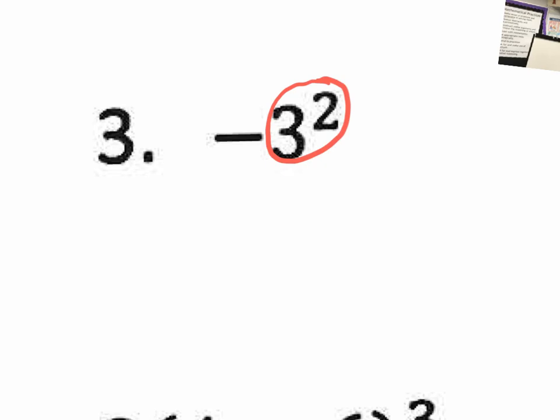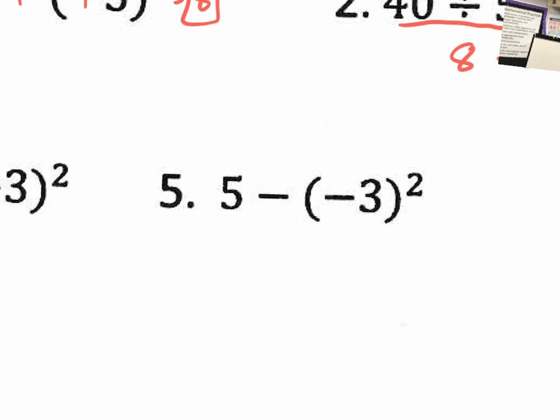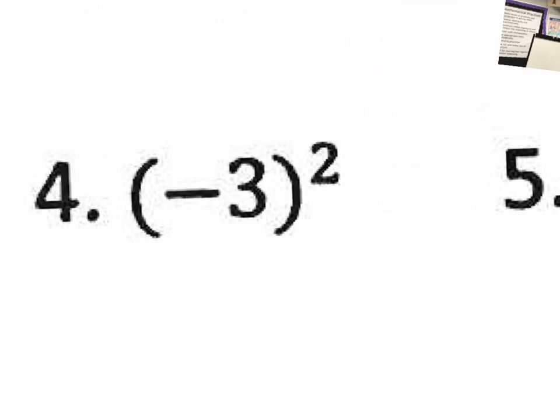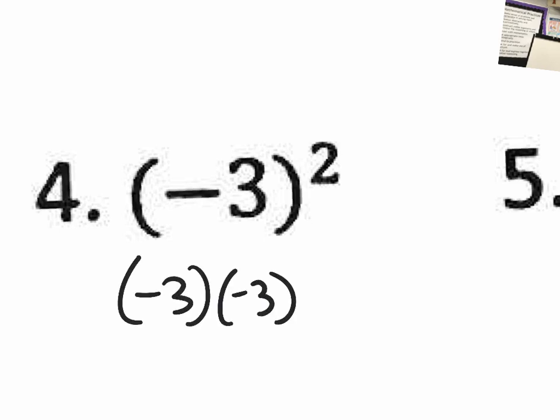We don't have negative 3 squared, we have 3 squared with a negative sign in front. Okay? There's a big difference between 3 and 4. That one has parentheses which include the negative sign. So that really is a negative 3. On number 4, that's really the base, negative 3 times itself, negative 3 two times. And that really does give you a positive 9.